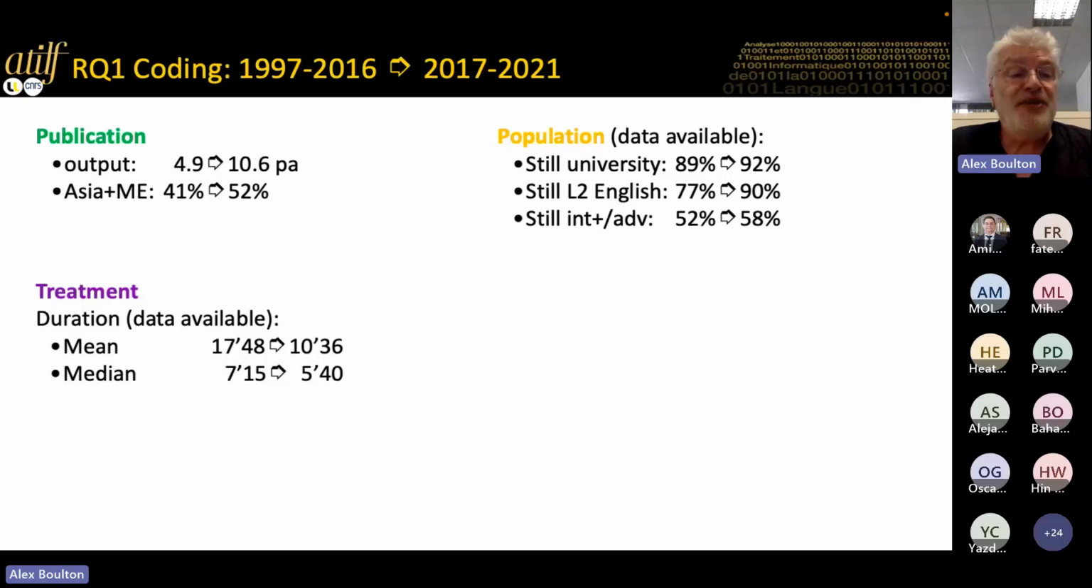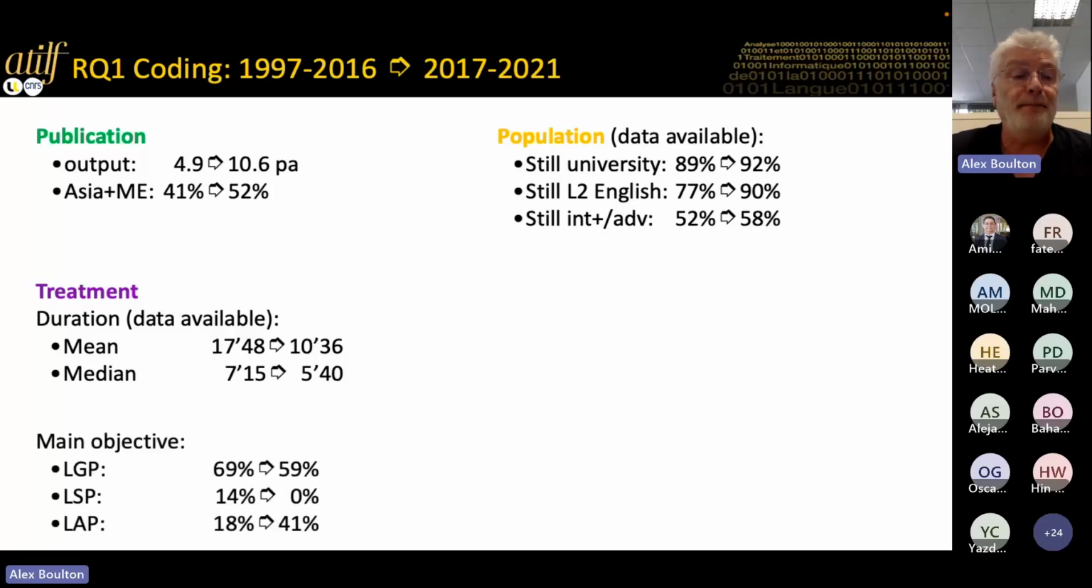Treatment data: well, the mean duration of studies is decreasing, surprisingly. I wouldn't have noticed that if we hadn't done the rigorous tools and the rigorous annotation, but the mean and the median are both decreasing, which is perhaps not a good thing. Depends on the type of study, but all the same.